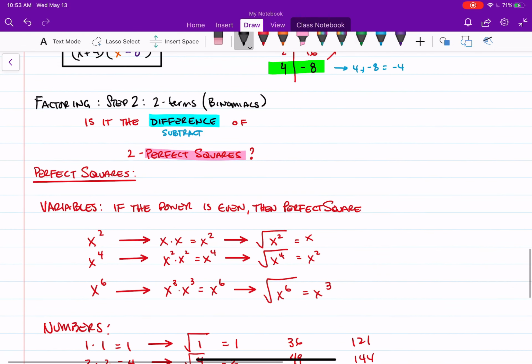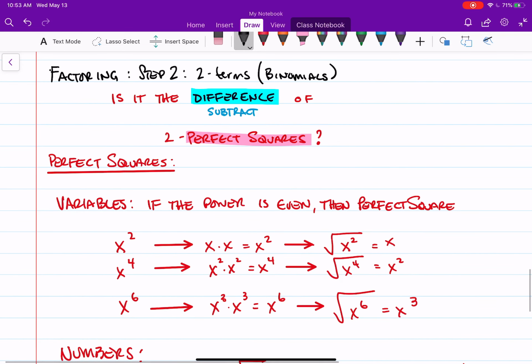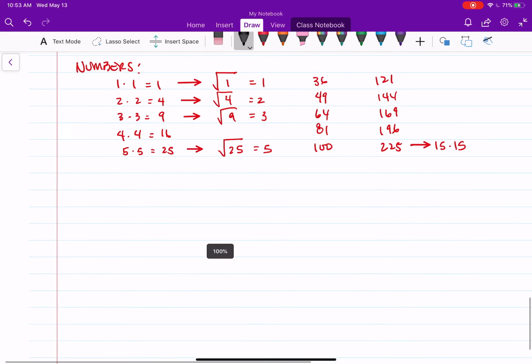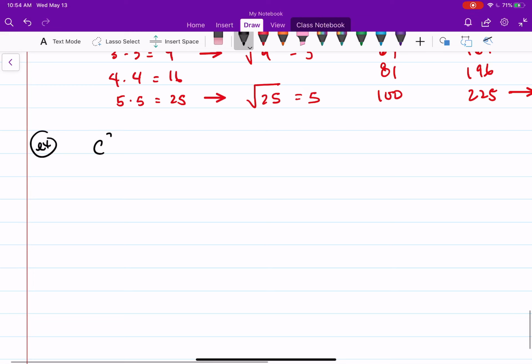So if I have a subtraction problem between the binomial and they're both perfect squares, then I'm good, okay? So, example. Let's say I got c squared minus 64. All right, so I got to see if c squared is a perfect square, if 64 is a perfect square, and if it's a difference, right? So, yes, it is the difference.